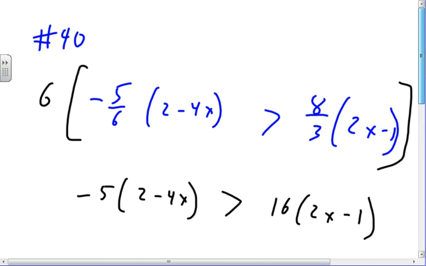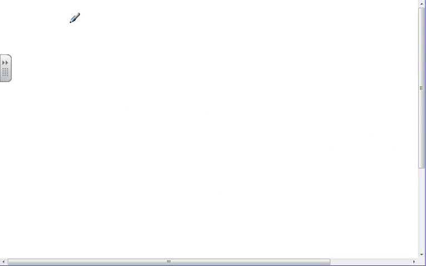Okay, so we're gonna put 0 in. I put a 0 here. I put a 0 there. Is minus 10/6 greater than minus 8/3? 10/6, 8/3. Yes, it is. All right, so 0 works. That's good. All right.